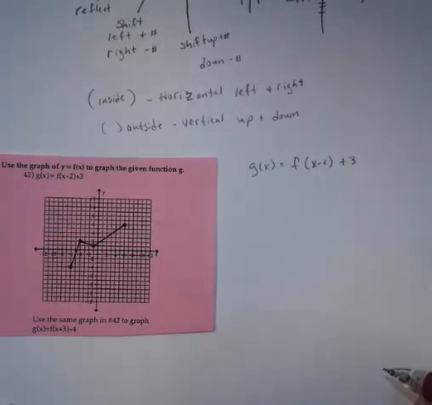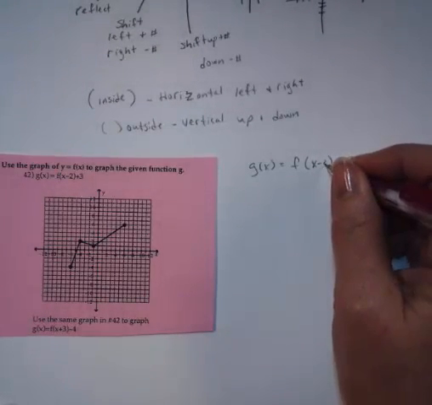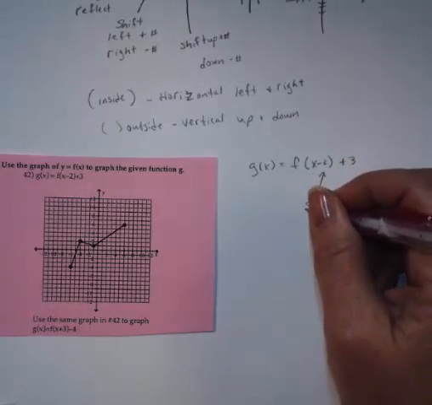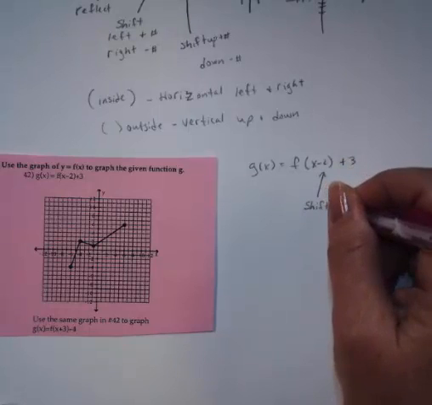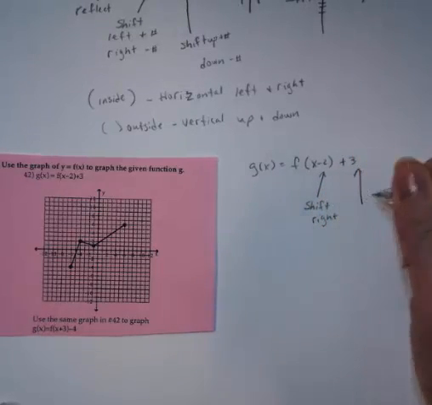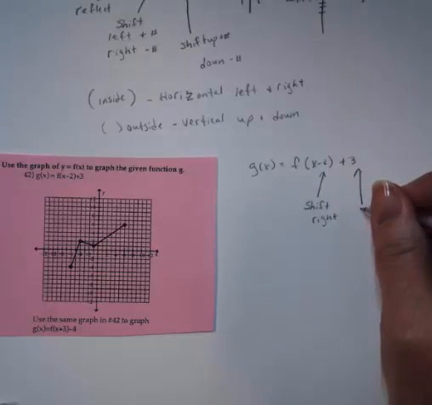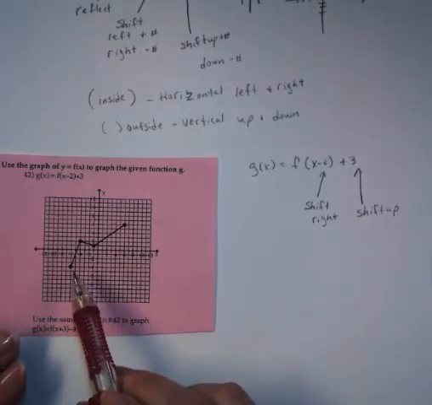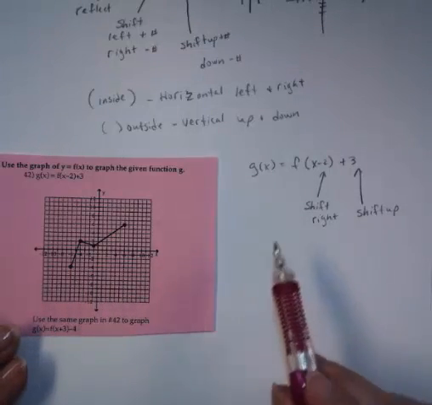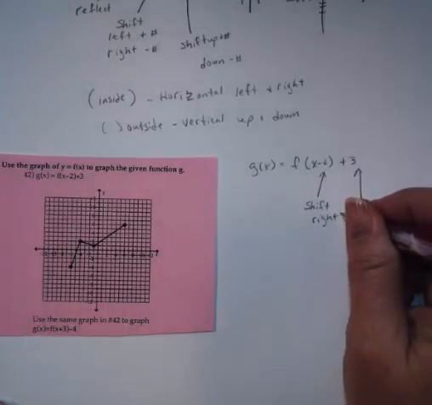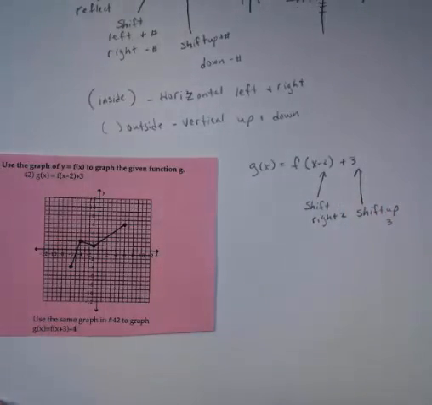So what's happening with our graph right here? Well, this negative 2 tells us we are going to shift right. And this positive 3 tells us that we are going to shift up. So we're going to take each of our points and shift to the right 2 and up 3.